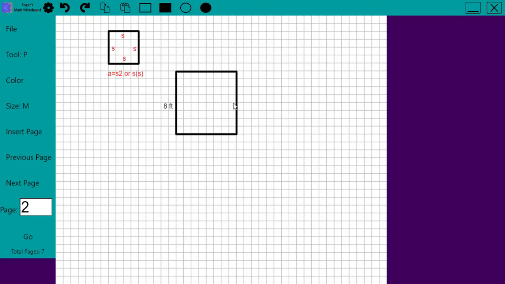Hey, how's it going? So I'm going to be going over area and finding the area of some basic geometric shapes. So first, what is area? Area is basically just the amount of square units that are enclosed by a perimeter.